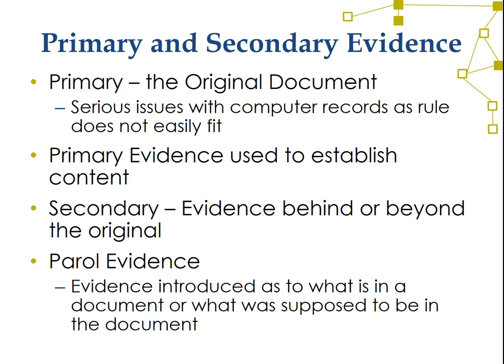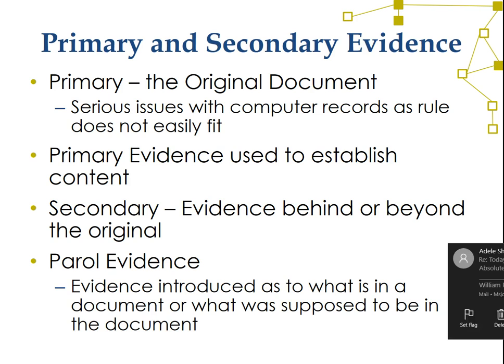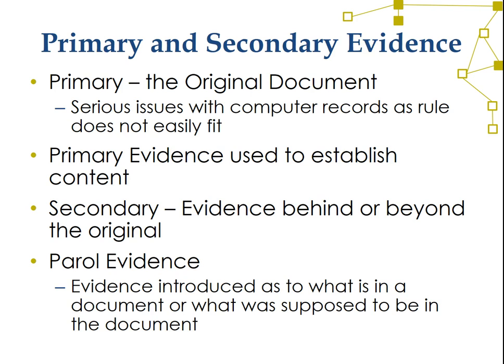So when we're talking now about originals and documents and introducing them into evidence, we're going to have what we call primary and secondary evidence. The original document or a duplicate is considered primary evidence when the contents of the document are at issue in the case. The original is the document itself and any copies that the person making the document intended to have the same effect as the original.